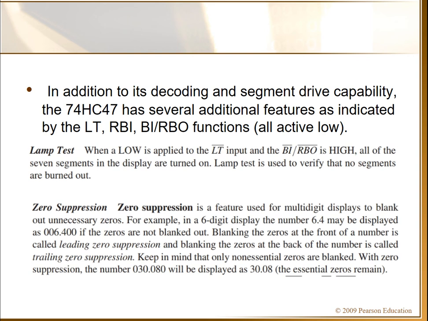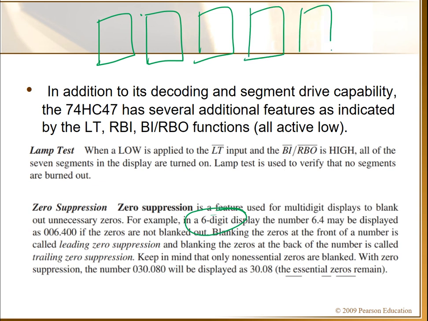So I was talking about the usage of the RBI and the ripple blanking output. These are the zero suspension trick. For example, what is zero suspension? You have a 6-digit display. 6-digit display means, for example, this is one 7-segment display, then 2nd, 3rd, 4th, 5th, and 6th. These are the 6-digit display.